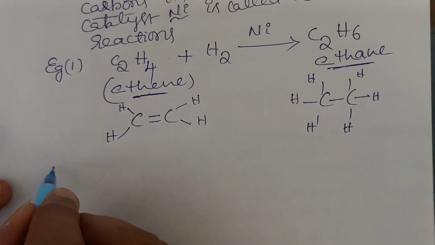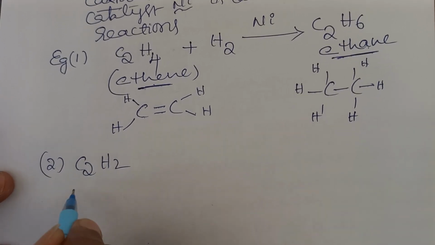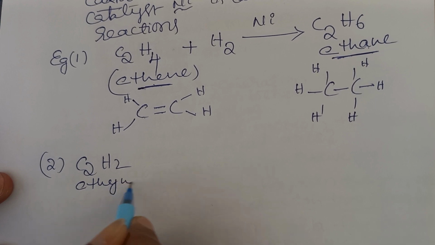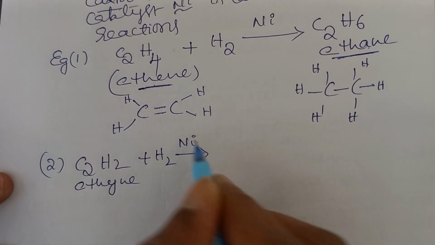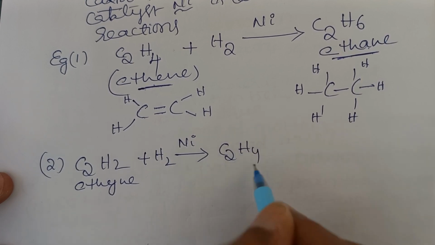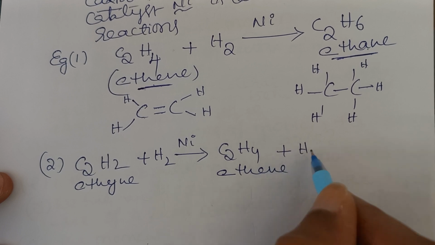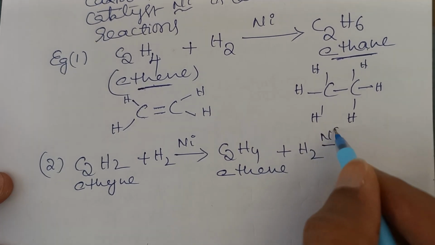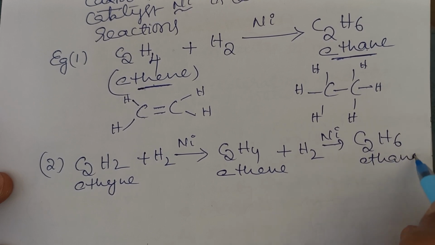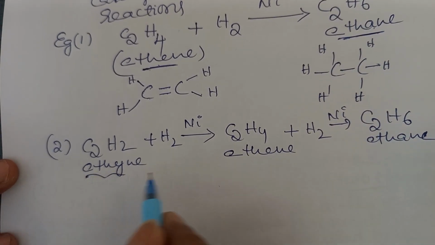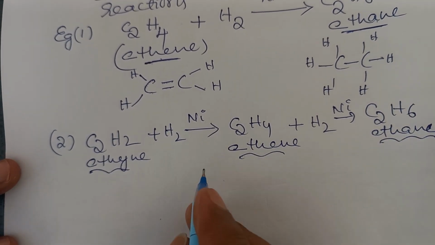We are taking one more example. For example, ethyne, C2H2. This is ethyne, combining with H2 in the presence of catalyst nickel and becomes C2H4, and this is ethene, and again this will combine with hydrogen in the presence of catalyst nickel and becomes C2H6. This is ethane. So this is an unsaturated hydrocarbon, this is an unsaturated hydrocarbon, and this is a saturated hydrocarbon.